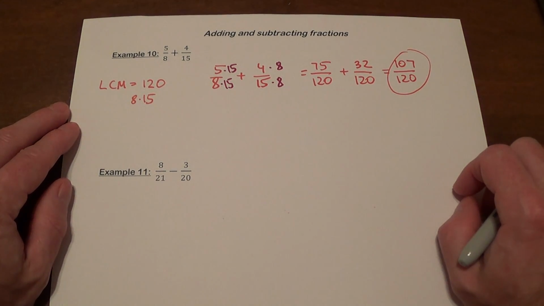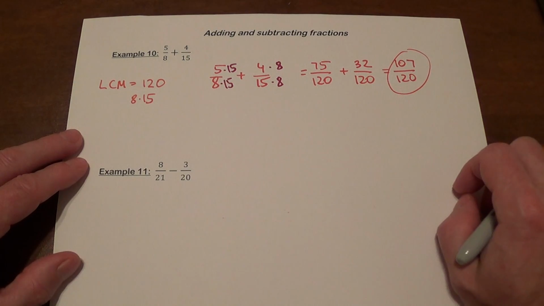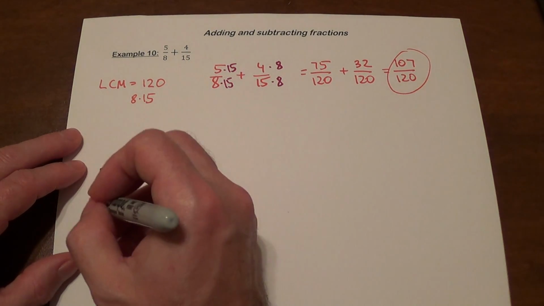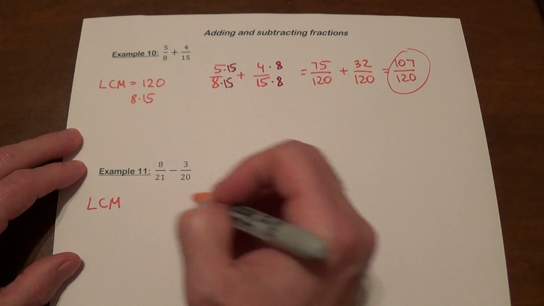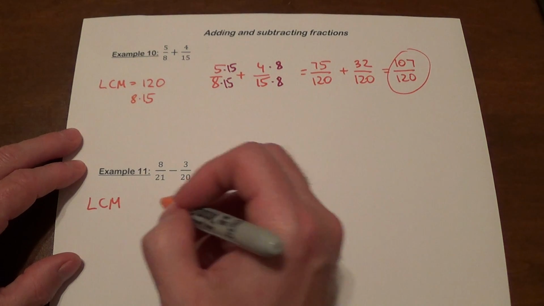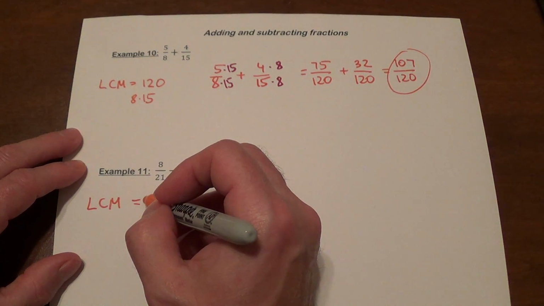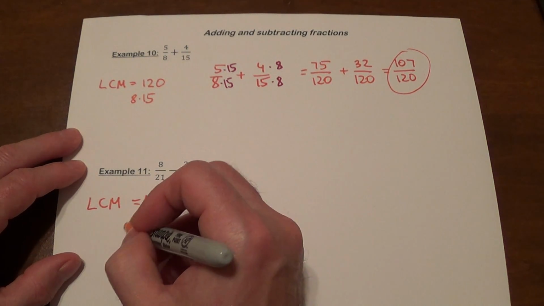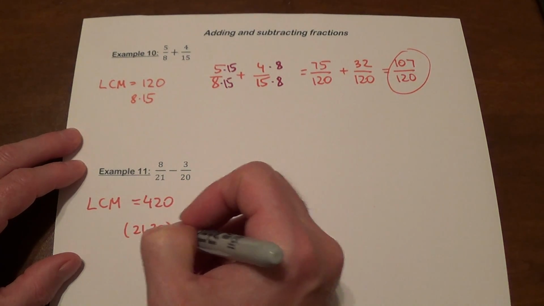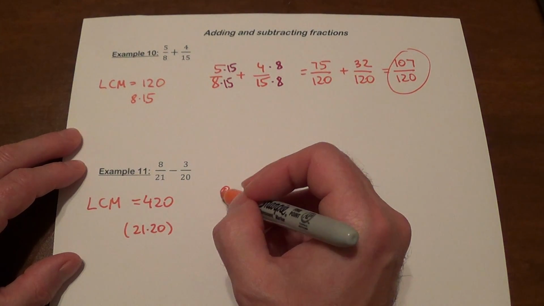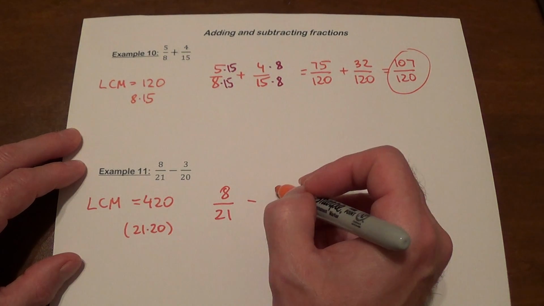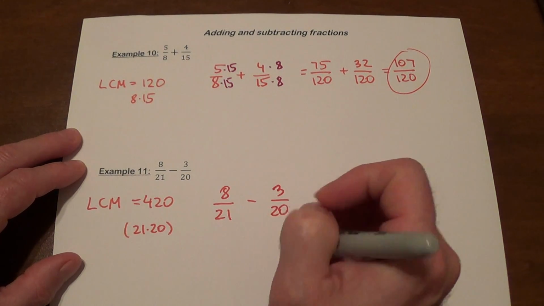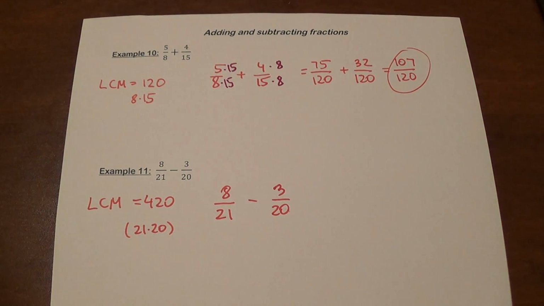8 over 21 minus 3 over 20. Again, we have a similar situation where both denominators need to be multiplied to get a common denominator, which is going to be 420, which is 21 times 20. So, again, it does not change anything. We're still going to approach it the same way. We are going to need the common denominator.